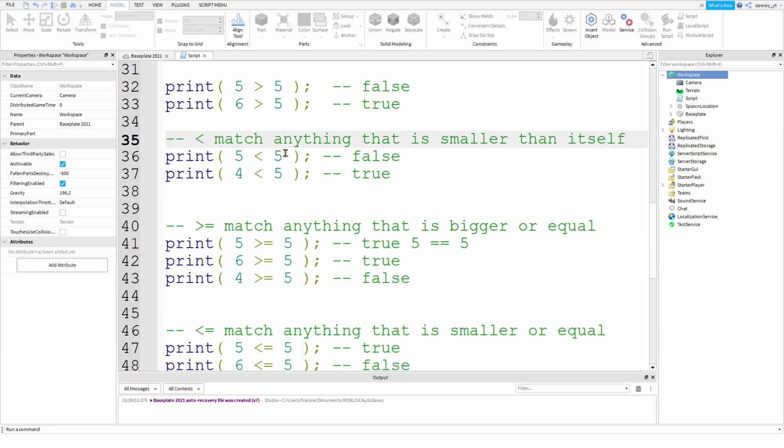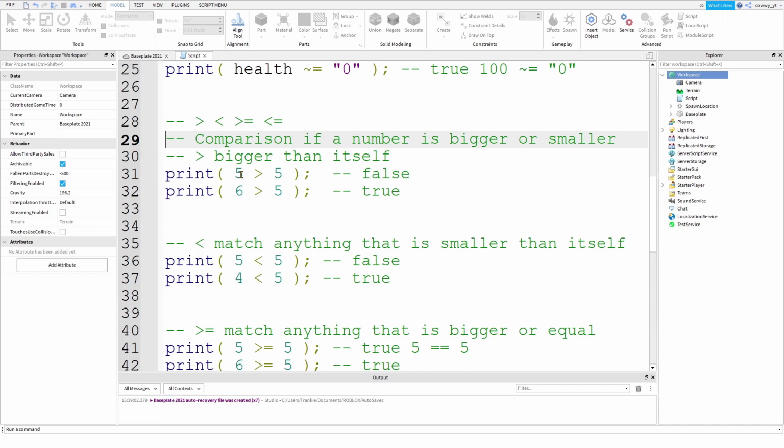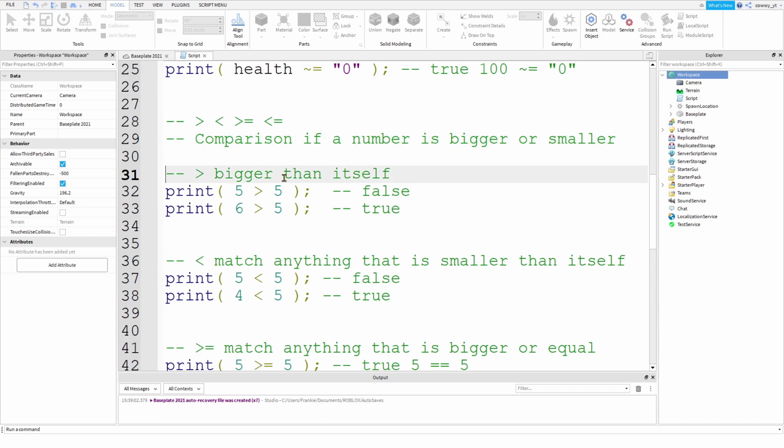I hope that I'm not going too fast for you guys that you couldn't understand. All this stuff is just basically comparing numbers. And that's all I wanted to show you in this video.